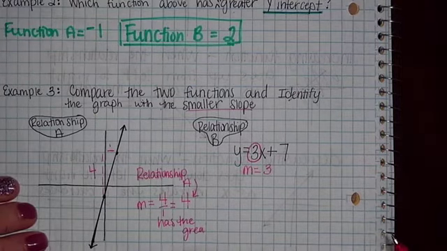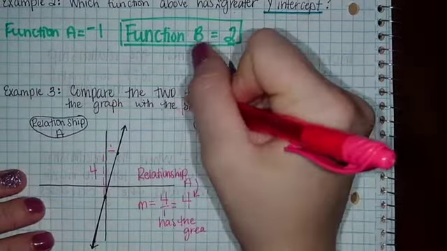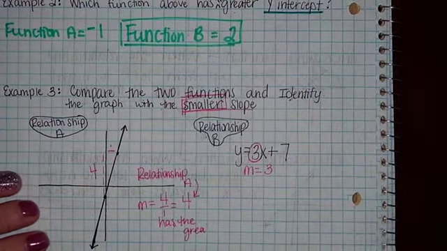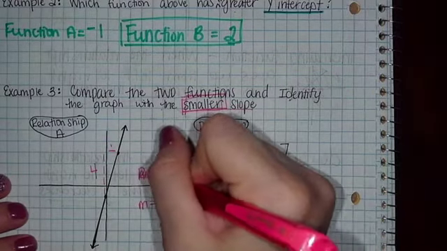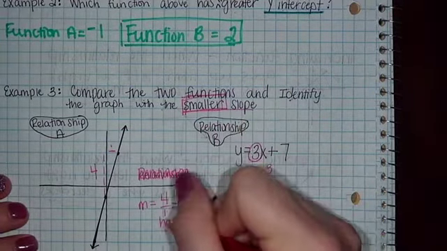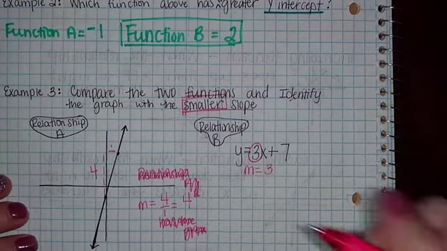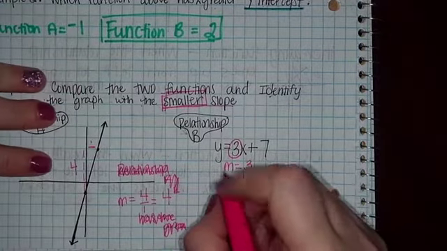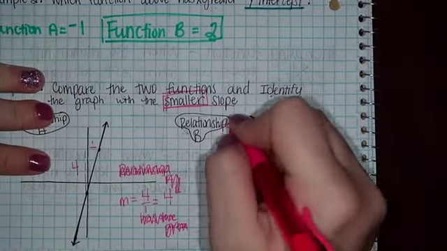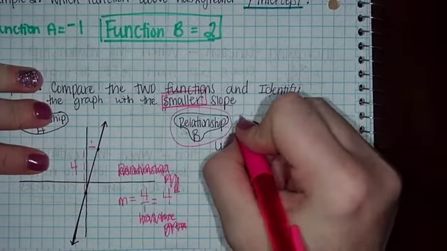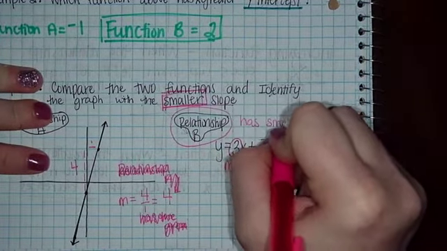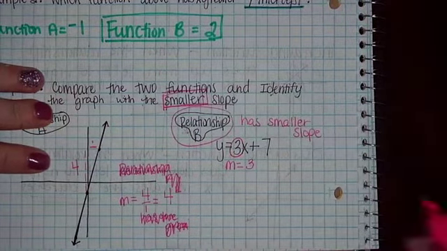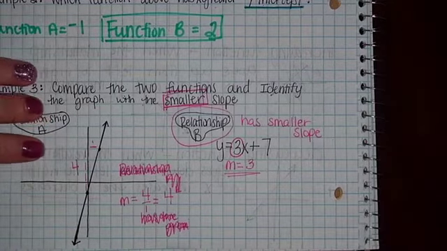Oh, it says smaller. Darn it. See? Pay attention to the details. Students do that all the time too, and I do it too. I make mistakes just like you guys. My bad, so we want the smaller. Hopefully one of you was in the video and you're like, oh my gosh, she made a mistake. So the actual answer should be relationship B has the smaller slope because it has a slope of 3.